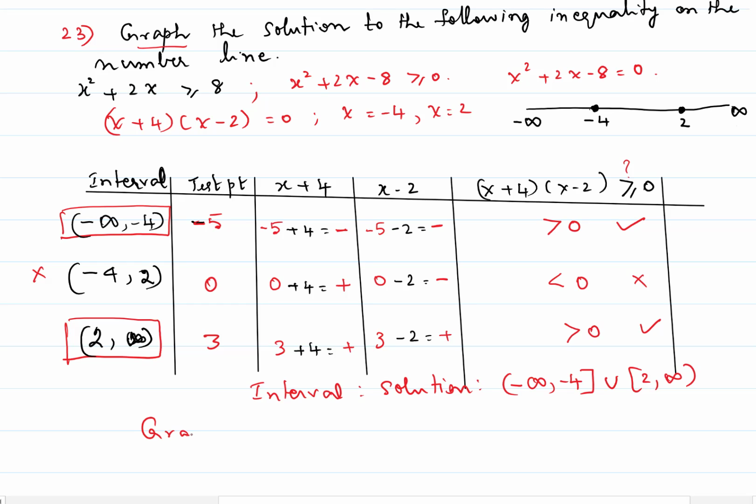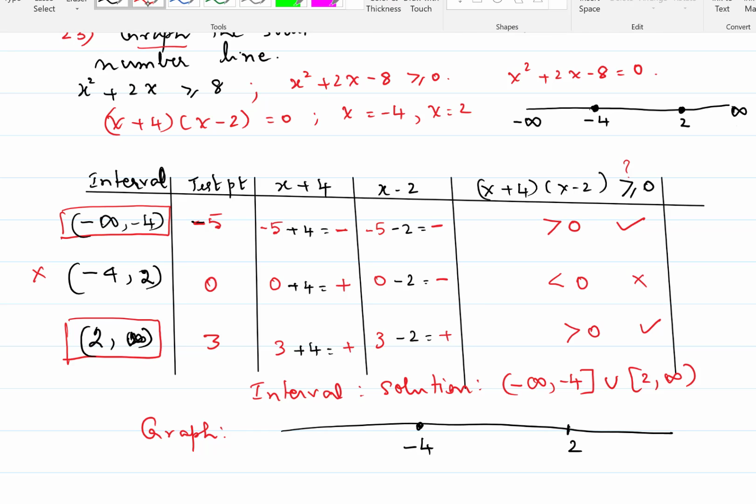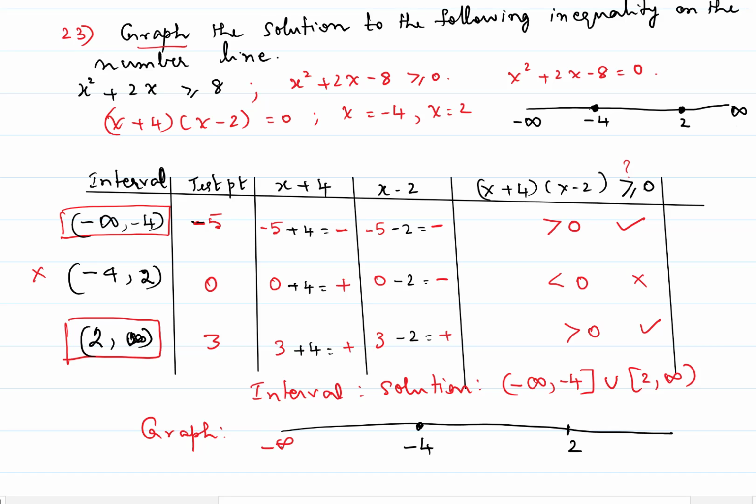But if we were to graph the solution set, draw the number line and place the points negative 4 and 2, and then shade the region that we found for the solution set. So shade up to negative 4 and then after 2. You're going to shade negative infinity to negative 4, and then you're going to shade 2 through infinity. So that is the solution set to the problem in graphical form.